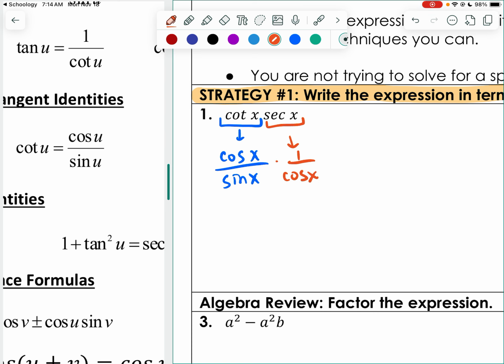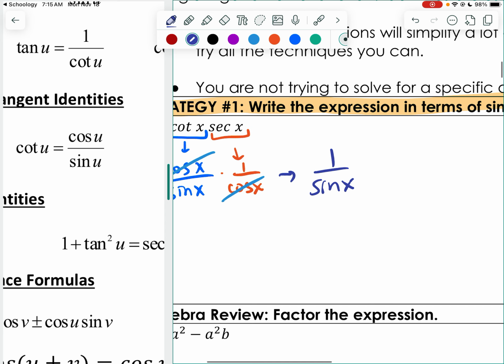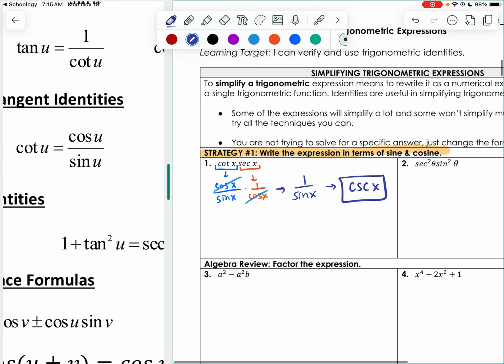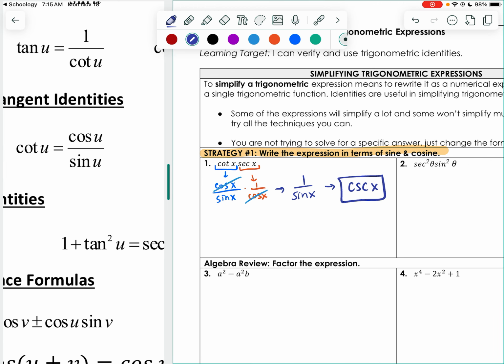Right, when things are right next to each other, you're multiplying. So hopefully you notice that these cosines cancel and you're left with 1 over sine, which yes is one term, but break it down as much as you can. 1 over sine is just cosecant. So again, that's not too much different from what we did last week. Maybe if the sub can pause the video, you guys try number 2, and then we can hit play and check it.